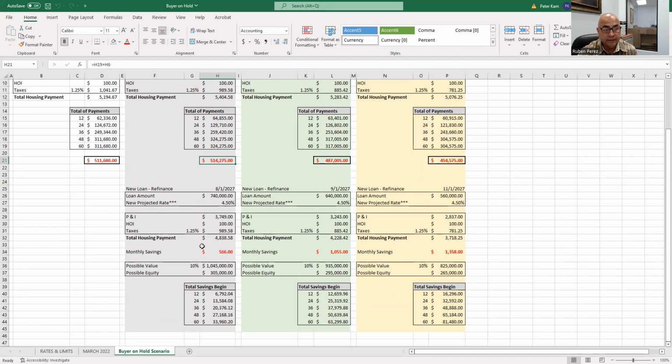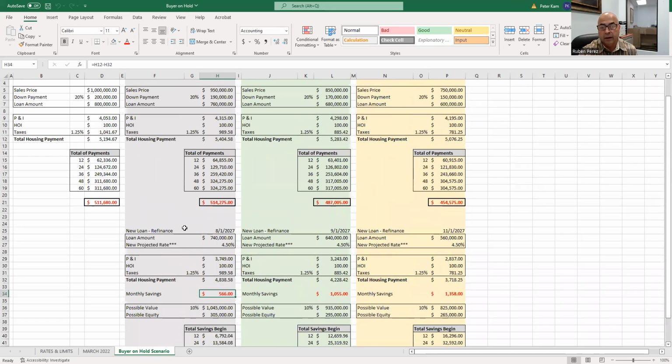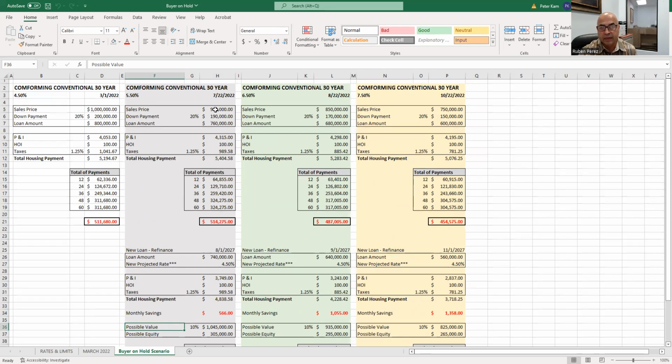Once they refinance, right? Let's just say at a 4.5. This would be their new payment, $48.38. That's a savings of $566 monthly. Okay, so that's the savings monthly. On the property part, I just put a conservative 10% increase in value, okay? So that's an increase from the value that they bought, which is 950.